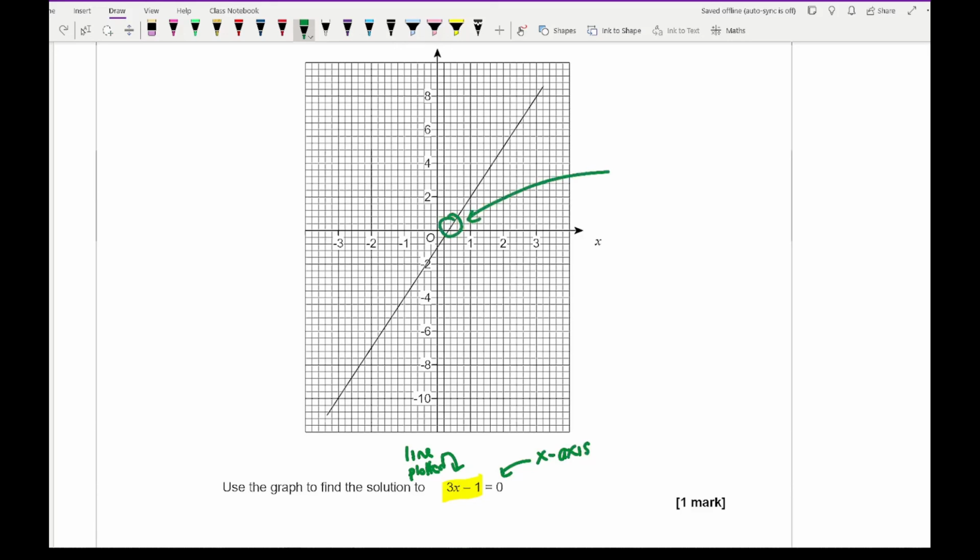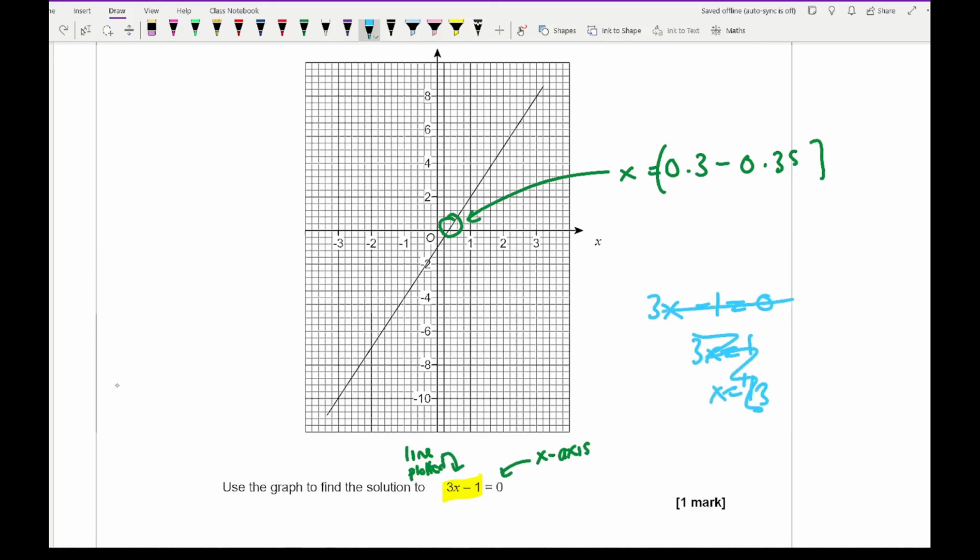Now I would say your answer should be anywhere between 0.3 to 0.35. So any of those numbers I think would be fine to get the correct answer. The actual answer is 0.33 recurring, but they're actually wanting you to use your graph. So again, you wouldn't then go on to solve it algebraically. So certainly do not do this. I would scrap that because they are wanting you to use the graph.